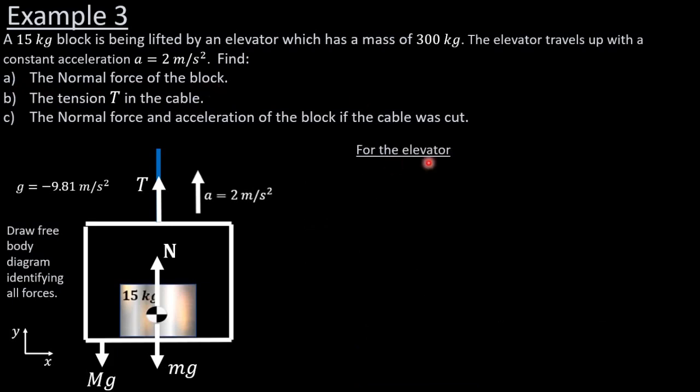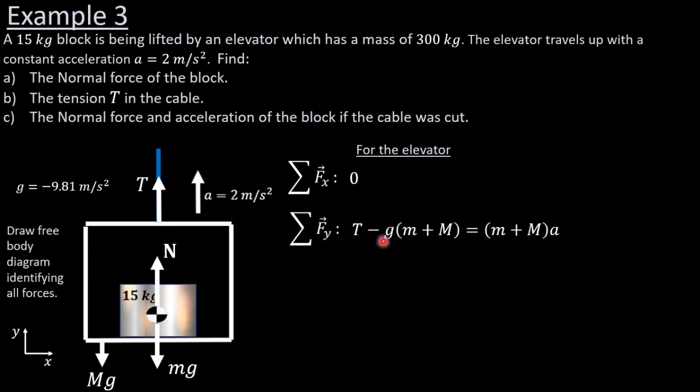So for the elevator now, the sum of the forces in the x direction is going to be 0. The sum of the forces in the y direction is going to be T minus g times (small m plus M). So we have to include the mass of the block as well, equals ma, where m is the mass of the block plus the mass of the elevator. So this is the sum of the forces in the y direction.